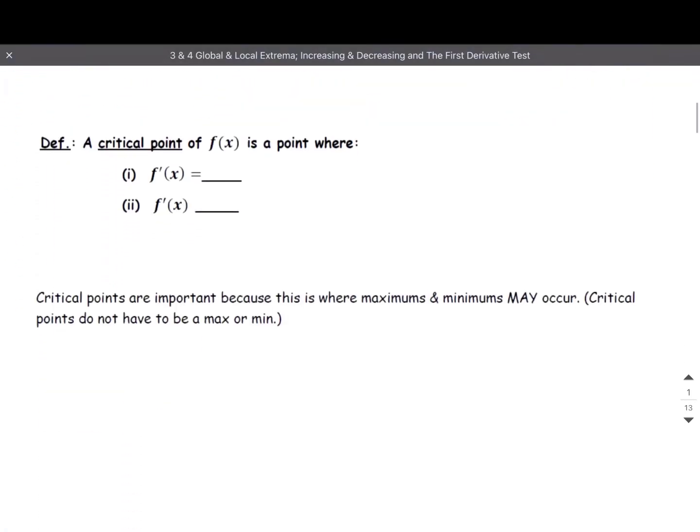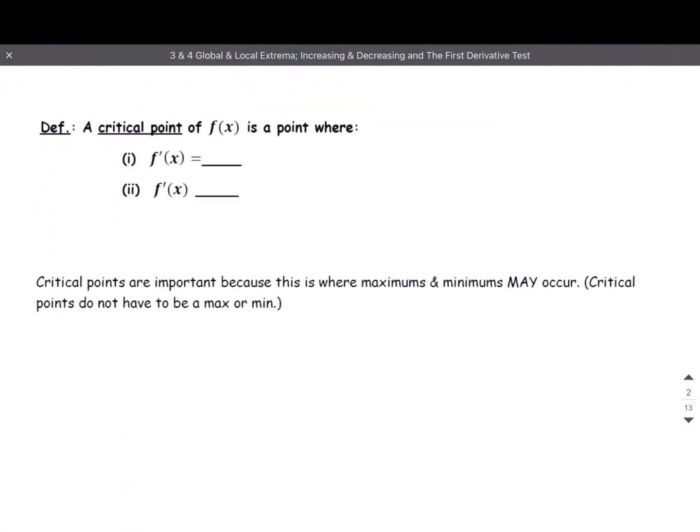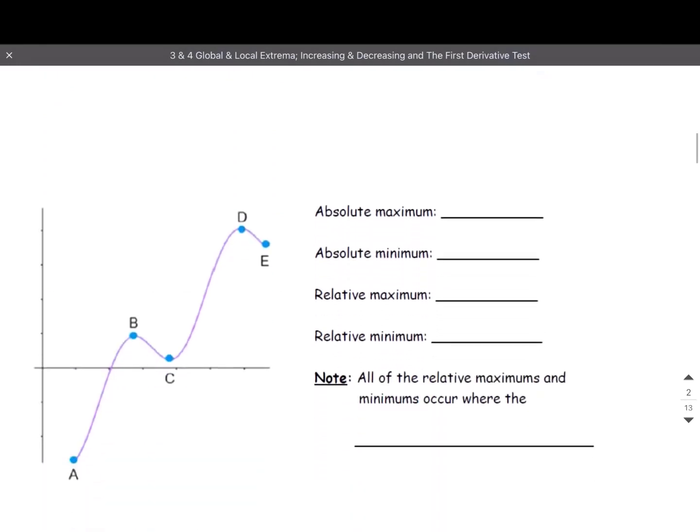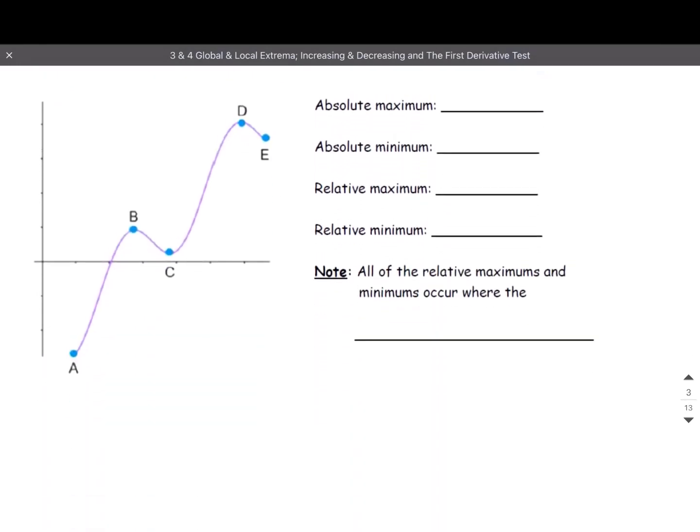One of the things we need is to know what a critical point is. A critical point of f of x is a point where the derivative of f of x is 0, or where the derivative of f of x does not exist. Critical points will help us find where maximums and minimums may occur. A little more work is going to have to happen before we know for sure. Let's just take a look at a graph.